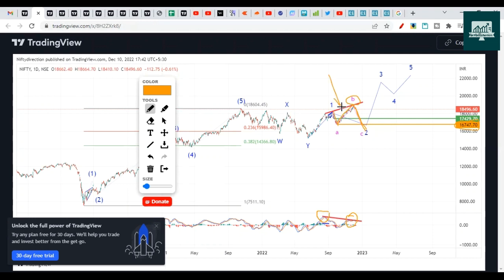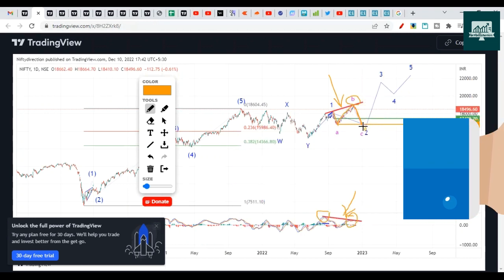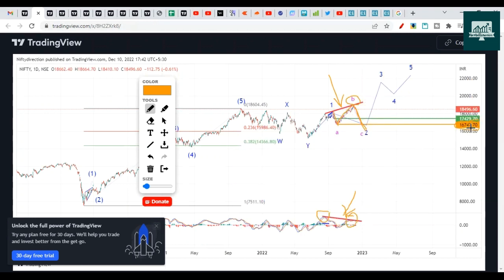This is price making a higher high, but MACD is not making a new high, it is making a lower high. So this indicates a negative divergence, and because of this I'm expecting it to reset. It might go towards 16,700, and then the third wave will start. So I think for the first 2-3 months it will be bearish, and in the second half of this year it should be bullish. So this is the primary view. There is a secondary view as well.